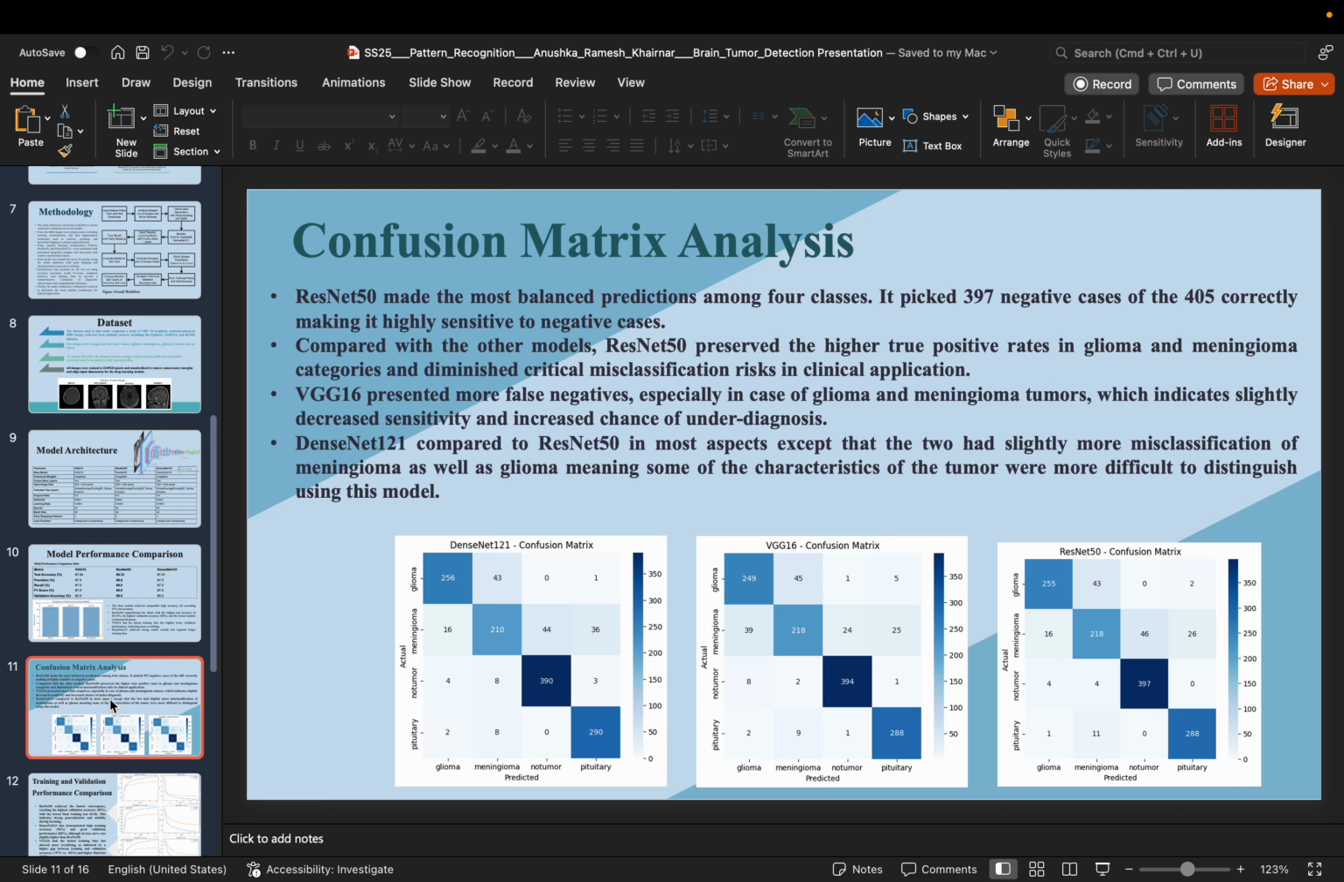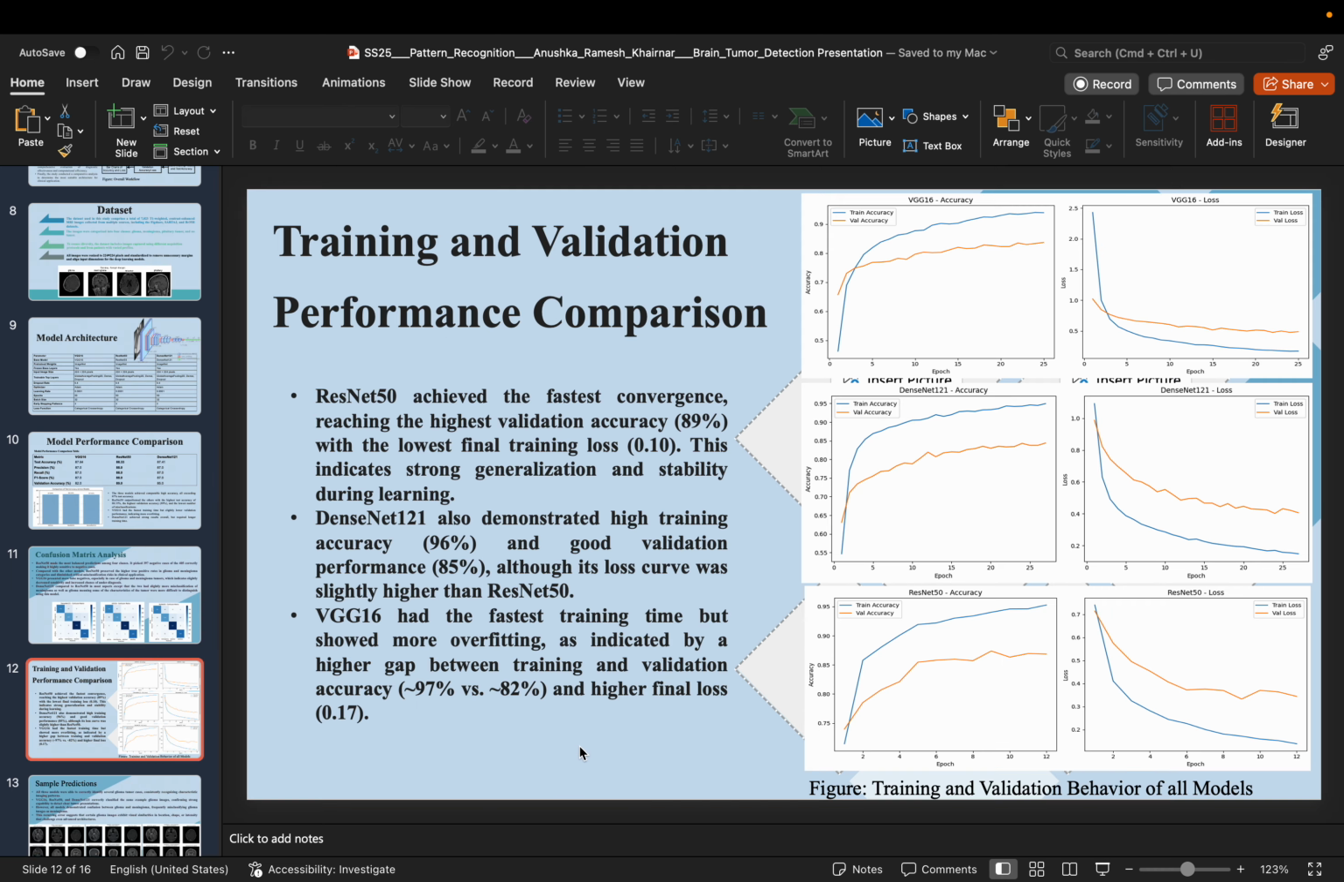Then we'll see the confusion matrix. ResNet50 delivered the most balanced prediction across the four classes. It had an excellent sensitivity, correctly identifying 397 out of 405 negative cases. VGG16 on the other hand produced more false negatives, especially for glioma and meningioma tumors. You can see here the confusion matrix result. And DenseNet121 performed well overall, but like VGG16 it sometimes confused meningioma with glioma due to similar visual features.